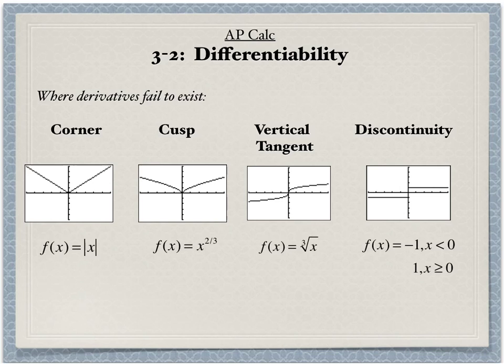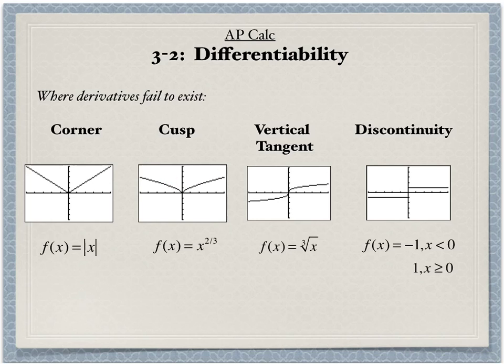Second one here is called a cusp. A cusp is kind of like a corner, except it's a little bit more curvy where those two lines meet. A good example here, x to the 2/3 power. A lot of times these rational exponents might produce a cusp. But as you can see, again, those slopes are going to be different as we approach 0.